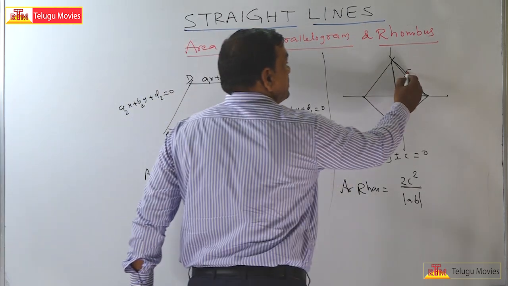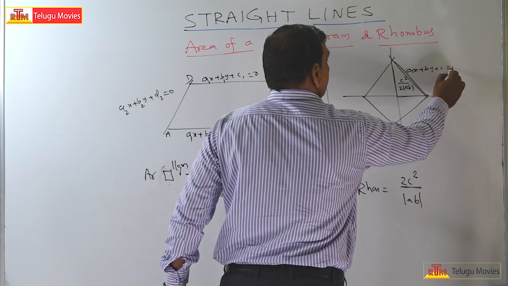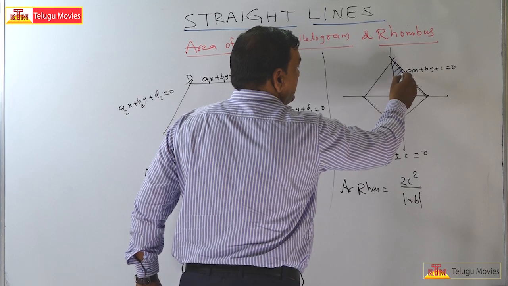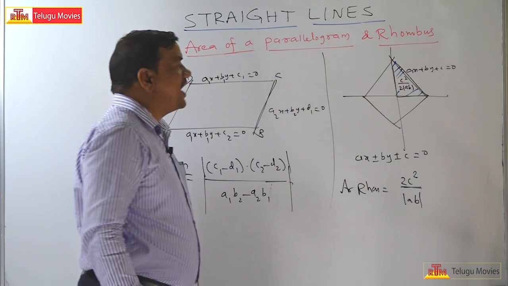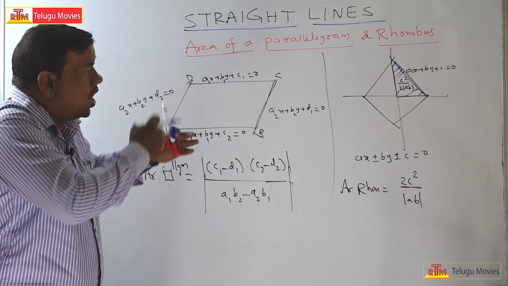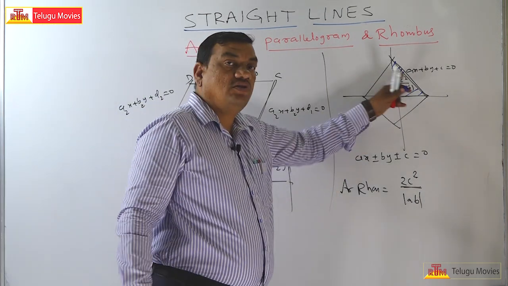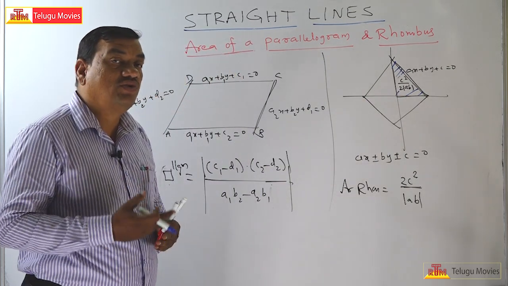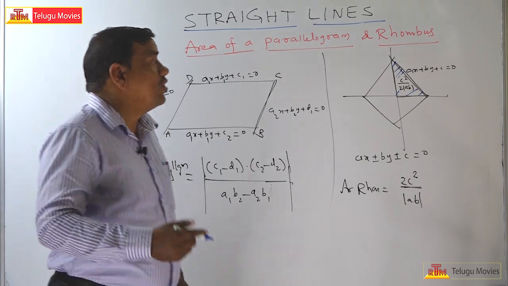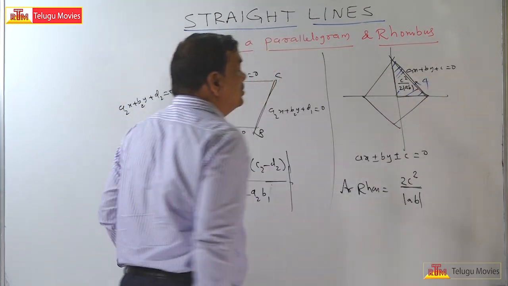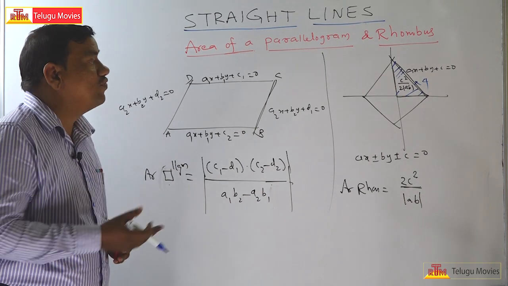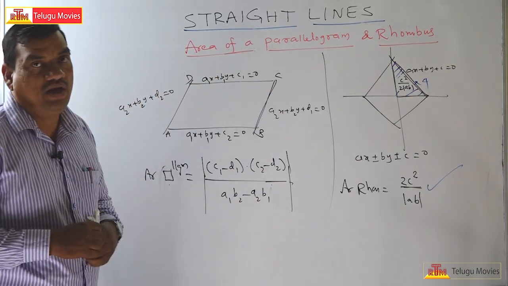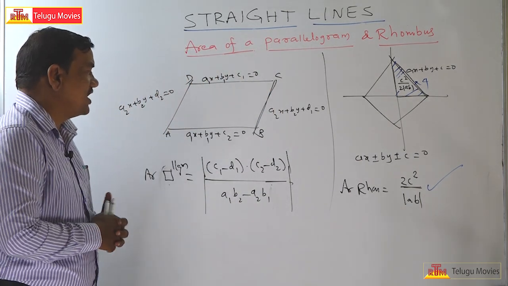If the equation of this line is ax plus by plus c is equal to 0, as I have just explained, the area of this triangle is c square by 2 times modulus of AB. All 4 triangles are congruent. So 1, 2, 3, 4. If you want to find the total rhombus area, you have to multiply by 4. c square by 2 times modulus of AB into 4, the 2 and 4 cancel, giving 2c square by modulus of AB. I hope that you understand this concept.